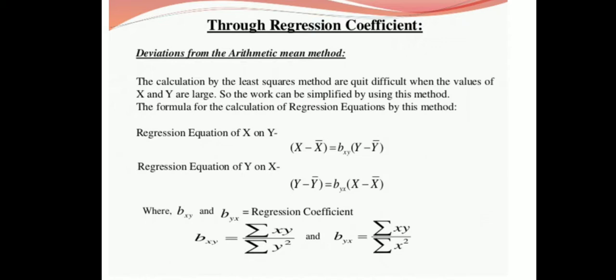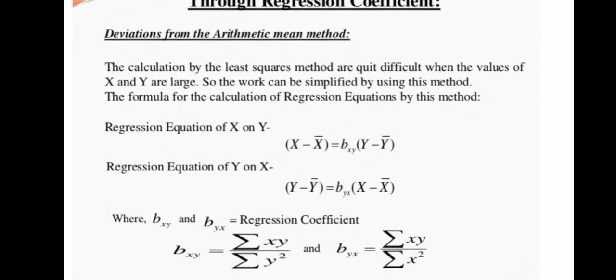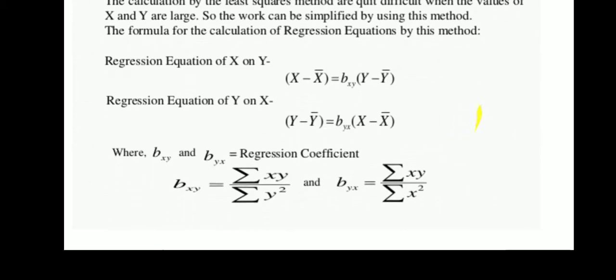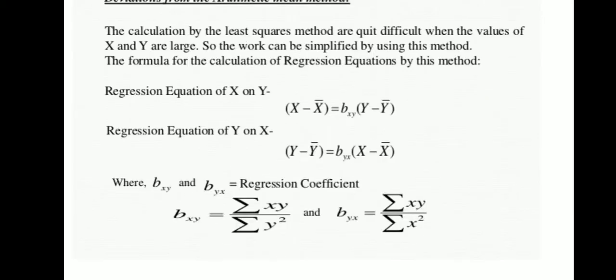The formula for the calculation of the regression equation by this method: x on y is x minus x bar equal to bxy into y minus y bar. Similarly, the regression equation of y on x is y minus y bar equal to byx into x minus x bar, where the regression coefficients are like this. Sum of xy divided by sum of y squared is bxy, and sum of xy divided by sum of x the whole square is byx.